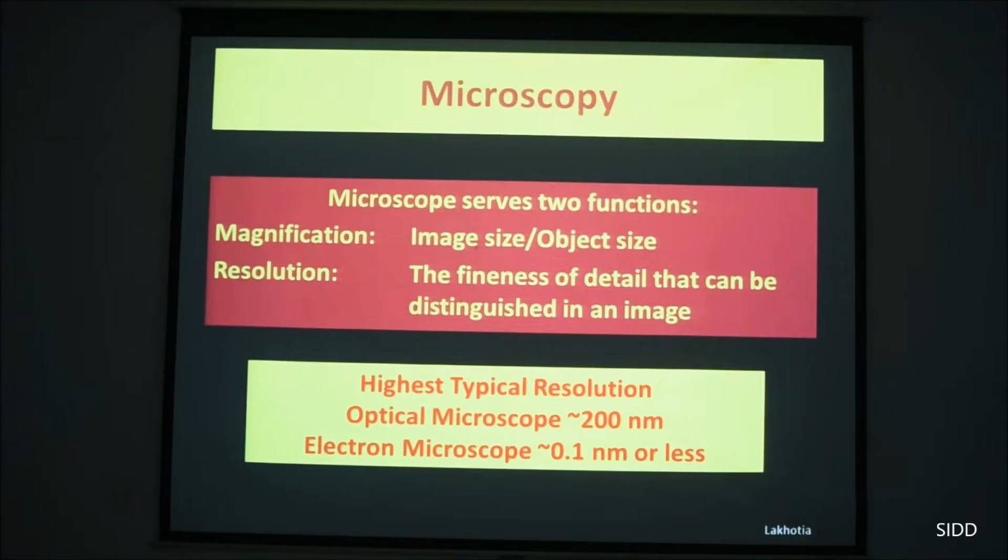but that doesn't happen because the microscope provides one more important function. One is what we call magnification, that it makes the object larger, but the more important function is the resolution, that is how small objects can be distinguished.